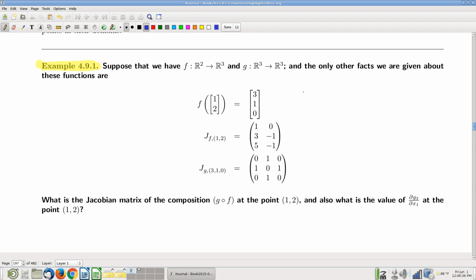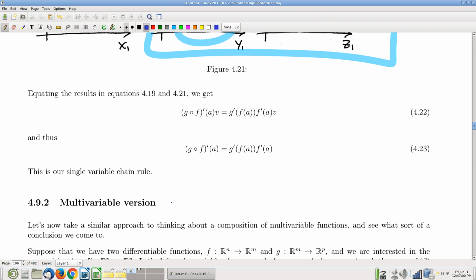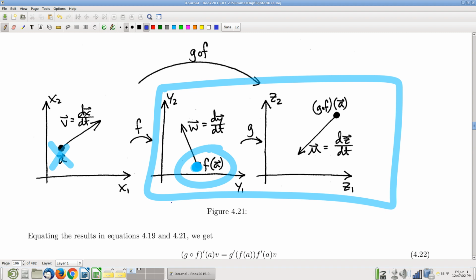So, first, F is a function from R2 to R3, and then the output from that goes into the function G, which is R3 to R3. I'm going to follow the pattern implicit in the statement of this question, the pattern of variables here.